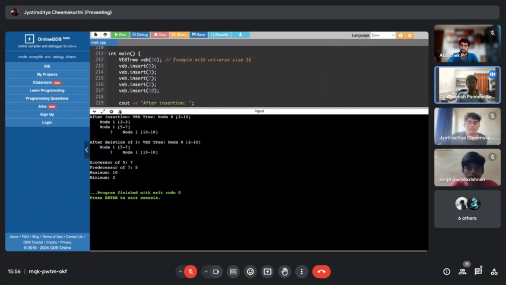After deletion, you can see that we've removed 3 from the tree. We can also see that the successor of 5 is 7, and the predecessor of 7 is 5. We're also getting the maximum and minimum values as well. That's essentially how a van Emde Boas tree works, and this is the working implementation of it.